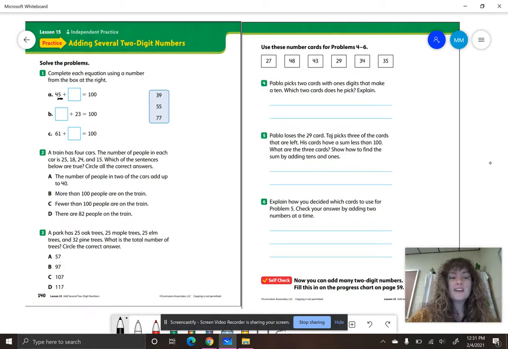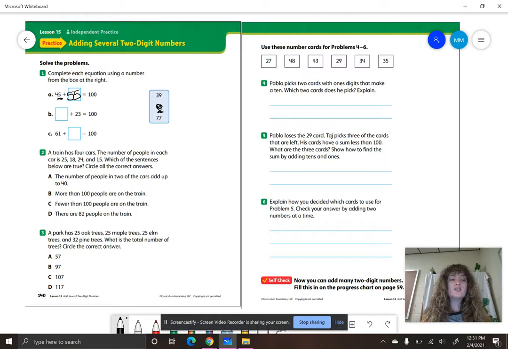Which part over here would make a group of 10 with 45? 39, 55, or 77? Which one would I add with 45 to make a group of 10? I would add 55 because 5 ones and 5 ones would make a group of 10. So if I added 10 to 4 tens and 5 tens, I would have 10 tens. All right, let's look. So we've used 55.